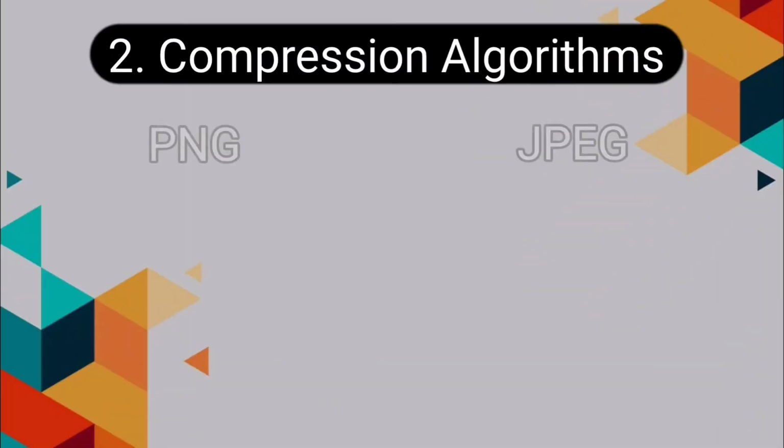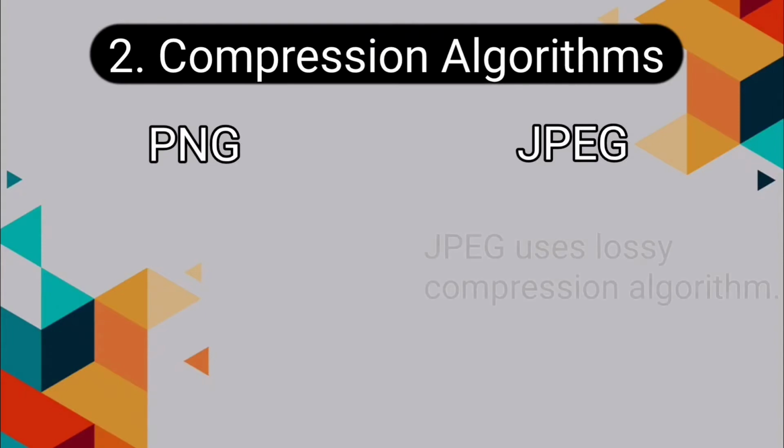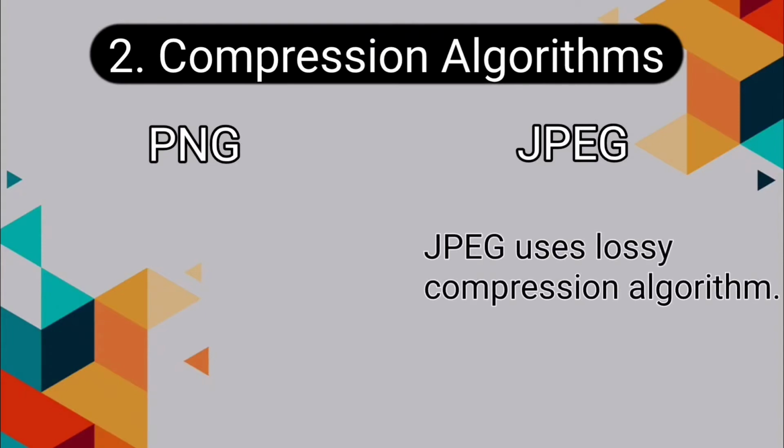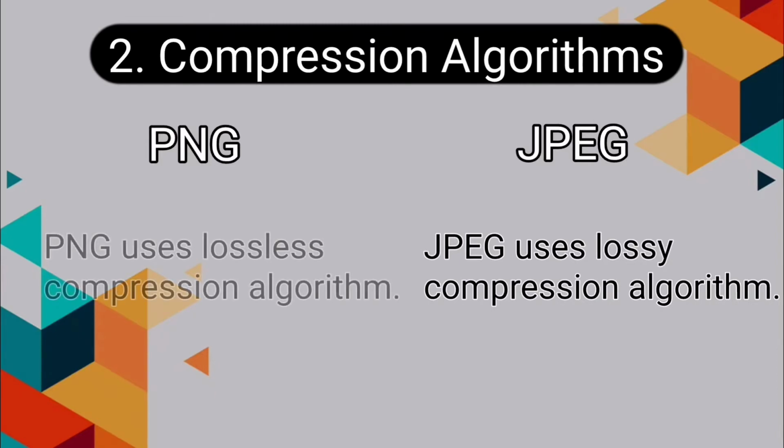And the second difference between them is the compression algorithms. JPG uses a lossy compression algorithm, whereas PNG uses a lossless compression algorithm.